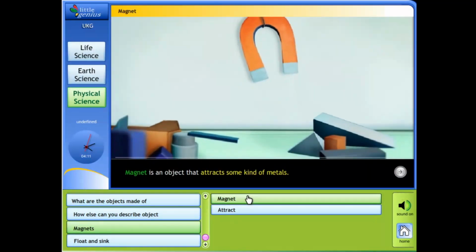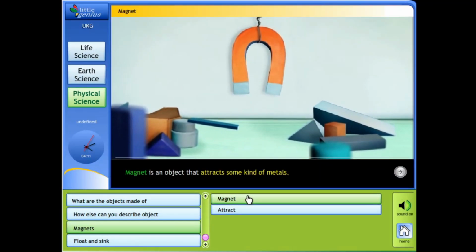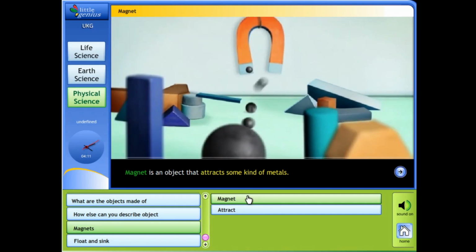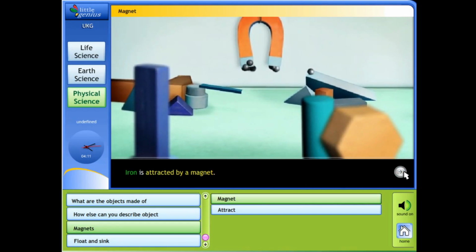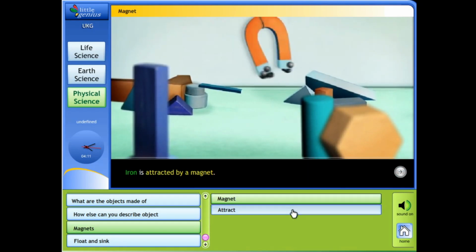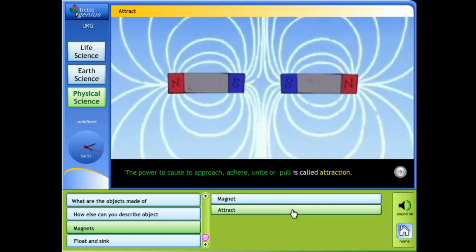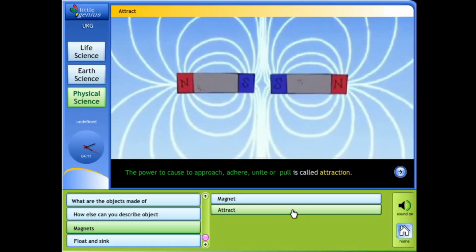Magnet. Magnet is an object that attracts some kind of metals. Iron is attracted by a magnet. Attract. The power to cause, to approach, adhere, unite, or pull is called attraction.